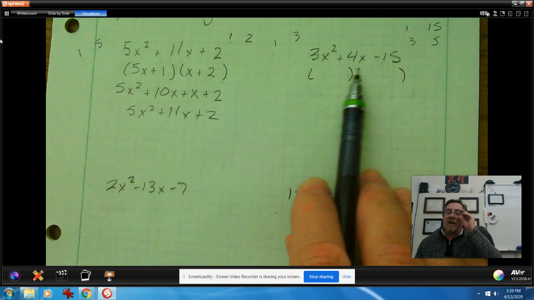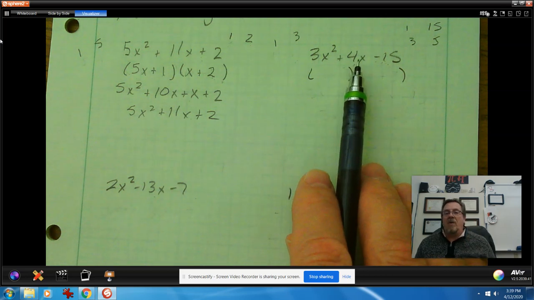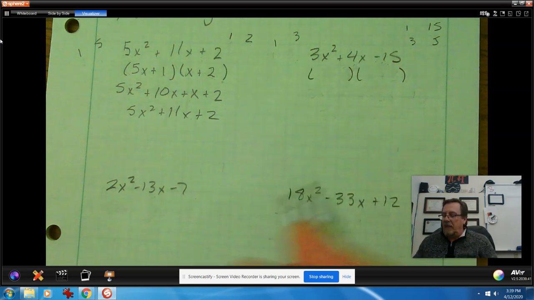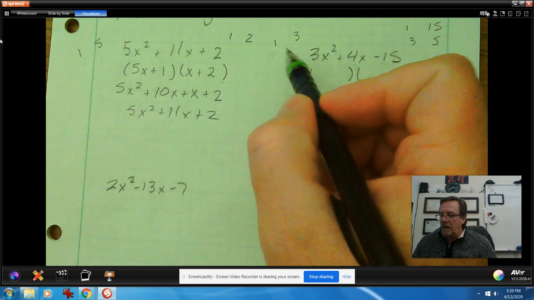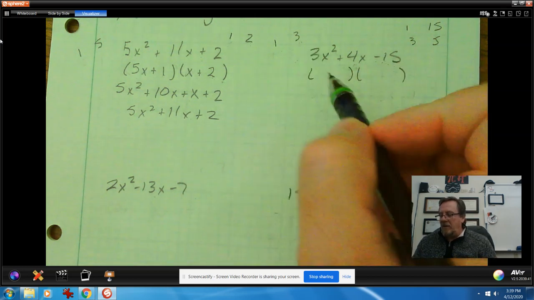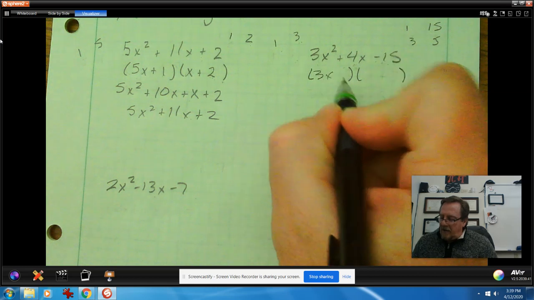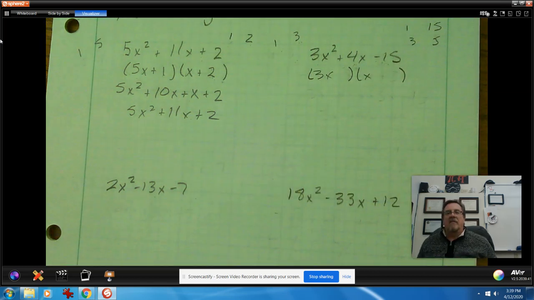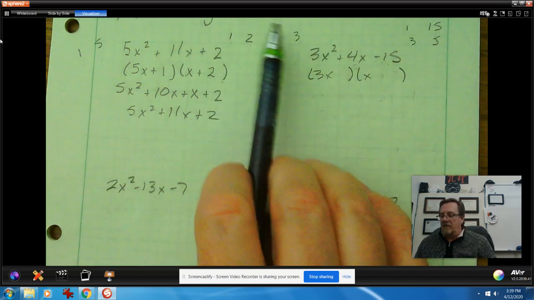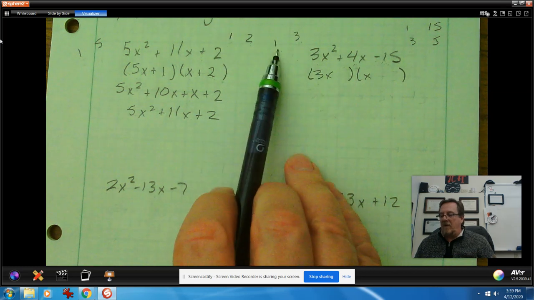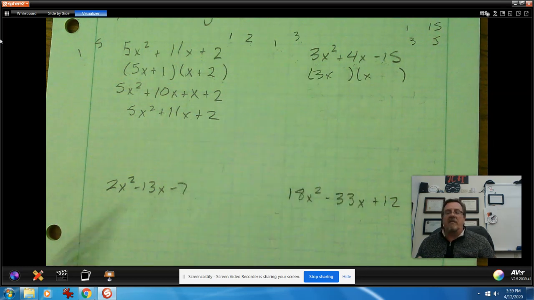At the same time, the middle term is 4, and it's a positive number. That's kind of important. We don't have too many choices here. 1 and 3 is all we got. So I'm going to write 3x here and x here. That way, the 3x times the 1x is going to give me 3x squared.